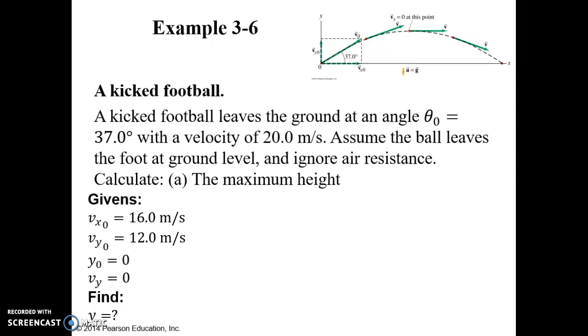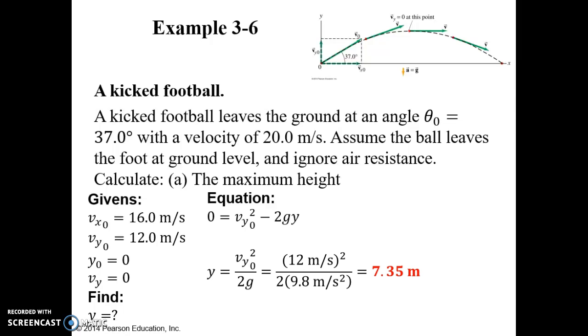So which equations do you think we should use to solve for the maximum height? That's right. Vy squared equals Vy naught squared minus 2g times y minus y naught. Now cross out any variables that equal 0. Simplify the equation. Rearrange it to solve for the maximum height. Plug and chug, and we get 7.35 meters as our maximum height.